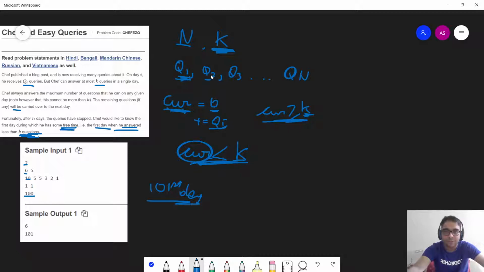As you traverse the queries, you keep a counter of the queries and add it to your current variable, and then you keep checking current with k. What was the first day when my current was less than k? That becomes your answer. So this is the idea to approach this particular problem. You will get a clearer understanding when you see the coding part, so let me show you the coding part.